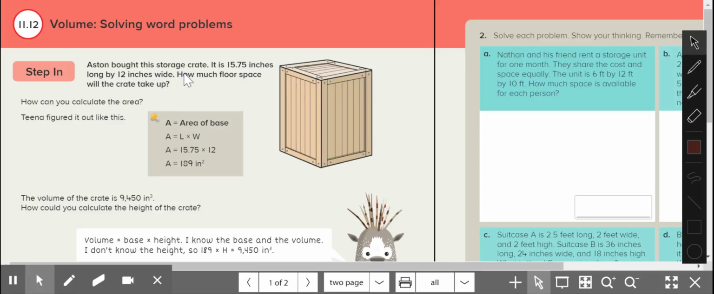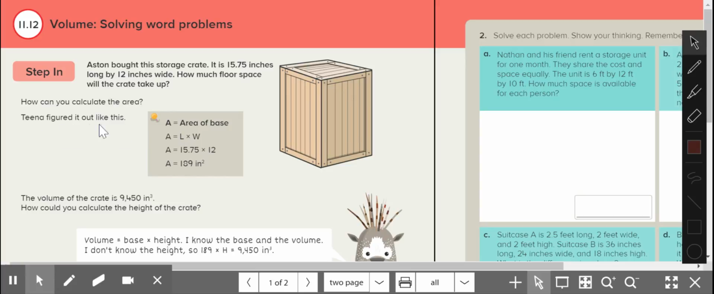Aston brought this storage crate. It is 15.75 inches long by 12 inches wide. How much floor space will the crate take up? Well, hey, there we go. If we're talking just floor space, what we're finding out is area. So we're wanting to find out the area of this bottom base.